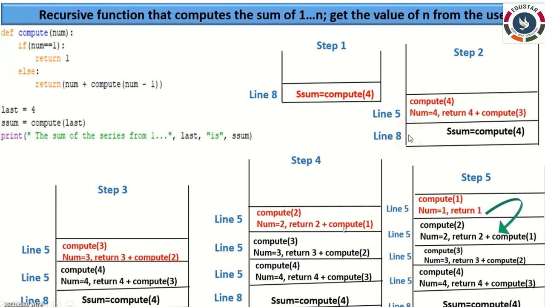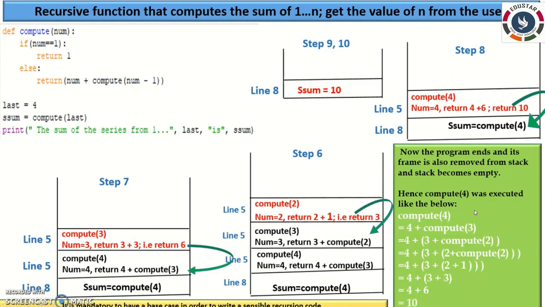Now return 2 will be executed, compute 2 plus 1, and then again I call that, and then the last value is return 1. See here, this is the ninth step. Step 6: here I'm moving back, and that is return 3, then return 6, then return 10, and the last value, return 10, will be executed.